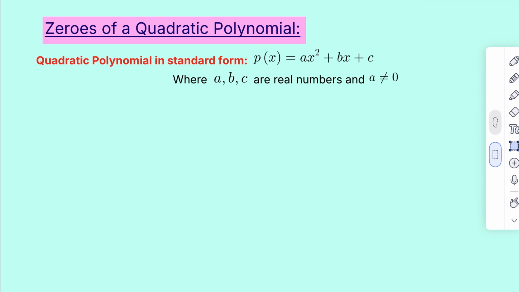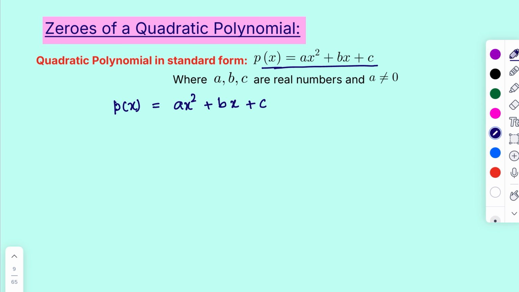Now we will discuss the zeros of a quadratic polynomial. And we know that the quadratic polynomial in standard form is written as p of x is equal to ax square plus bx plus c, where a, b, c are real numbers and a is not equal to 0.